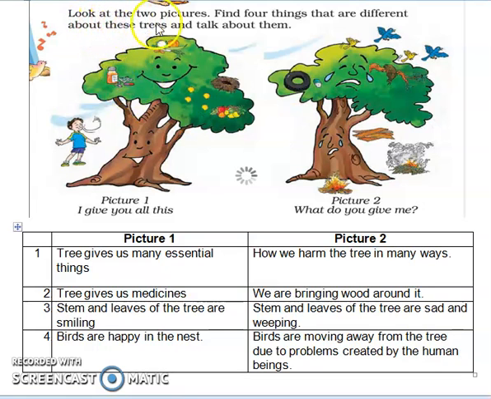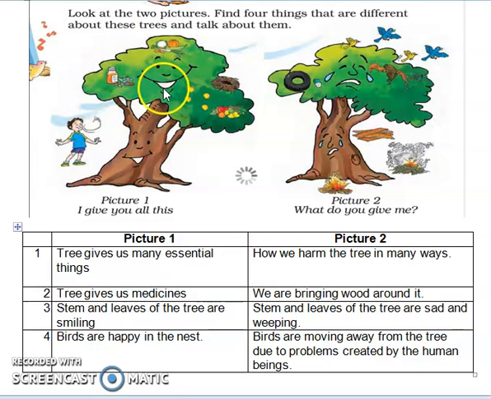Look at the two pictures, find 4 things that are different about these trees and talk about them. So you have to carefully look at the two pictures. This is picture 1. See, there are certain differences, and this is picture 2. You have to see the two pictures and write the differences you can see. So let us quickly discuss that.